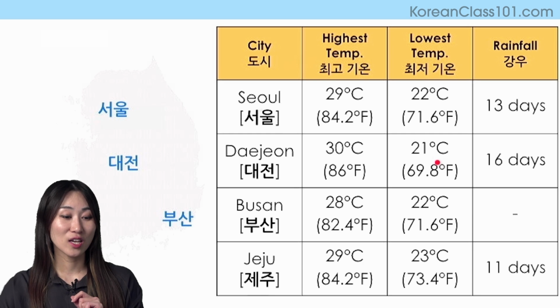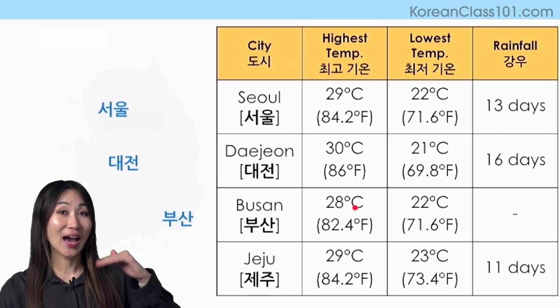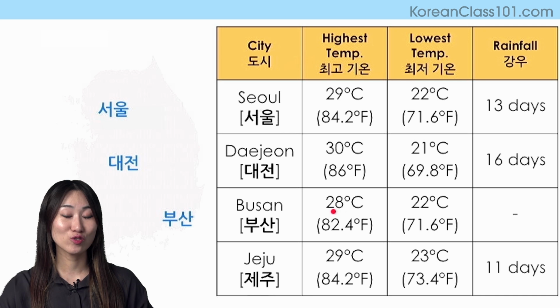By the way, lowest temperature is 최저 기온 in Korean. And highest temperature is 최고 기온. So now you can say the temperature of Busan here, Busan in Korean. 최고 기온은 28도예요. The highest temperature is 28 degrees. 최저 기온은 22도예요. The lowest temperature is 22 degrees.